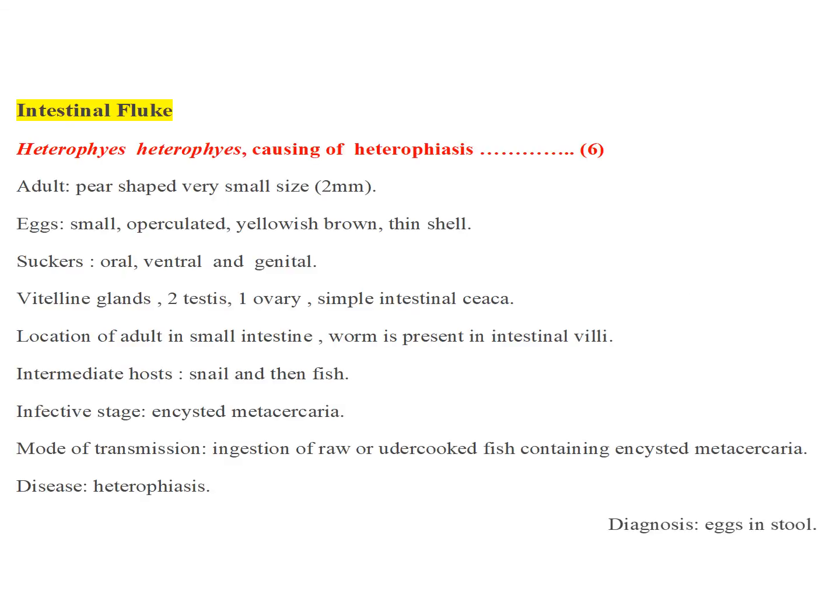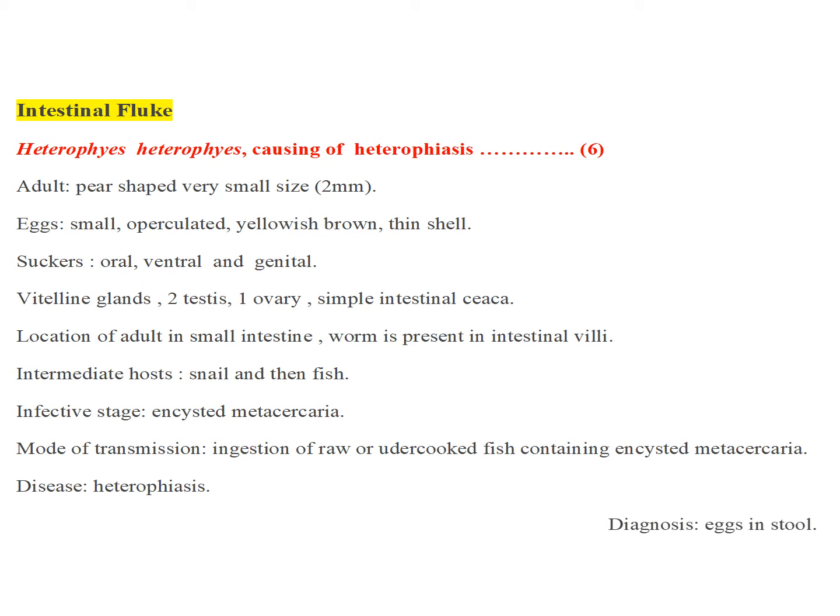Now, students, the second species of intestinal fluke that we will discuss is Heterophyes, which can cause heterophyiasis. About its criteria: the adult form appears pear-shaped and is very small, about 2 millimeters. The egg is small and operculated, yellowish to brown in color, with a thin shell.